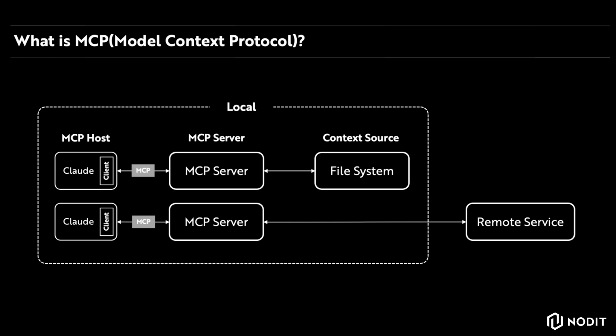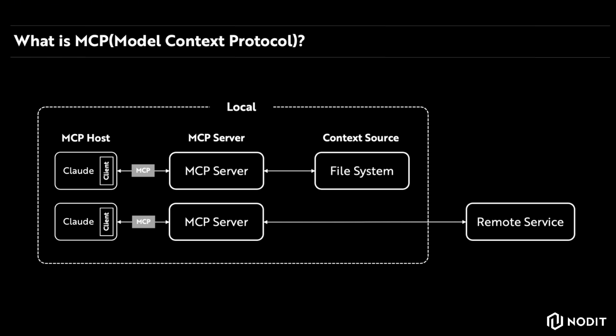Here's how the overall flow works. When the model needs more information to respond effectively, the client sends a request using the MCP protocol. The server then processes that request, pulls in the relevant context from either local or remote sources, and returns it to the model. This enables the model to reason more accurately, respond more intelligently, and build its own context dynamically.